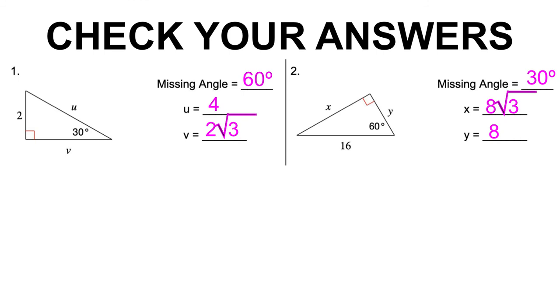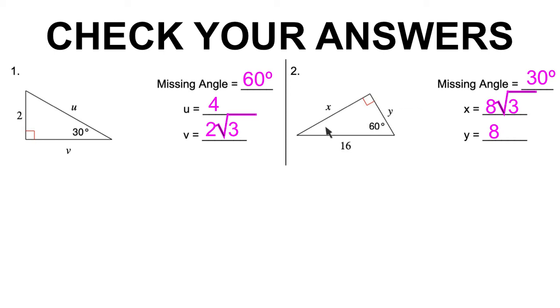All right, so here are our answers. So our missing angle is 60. It's a 30, 60, 90 triangle on number 1. It looks like we do have the short side here. It's across from the 30, so 2 is our short leg, which means that we double it to get the hypotenuse. And then we just take that short leg, 2, times the square root of 3 to get the long leg.